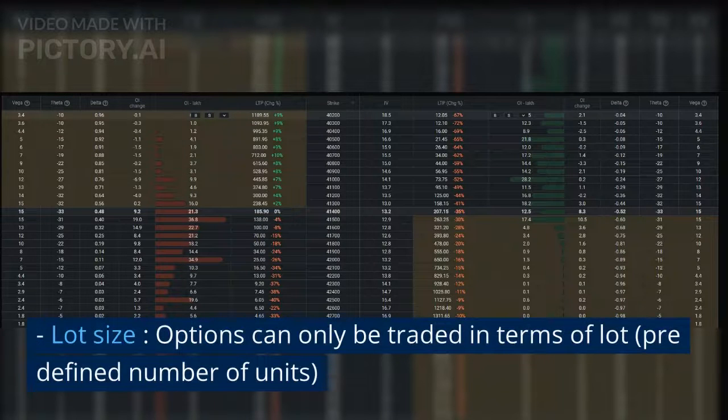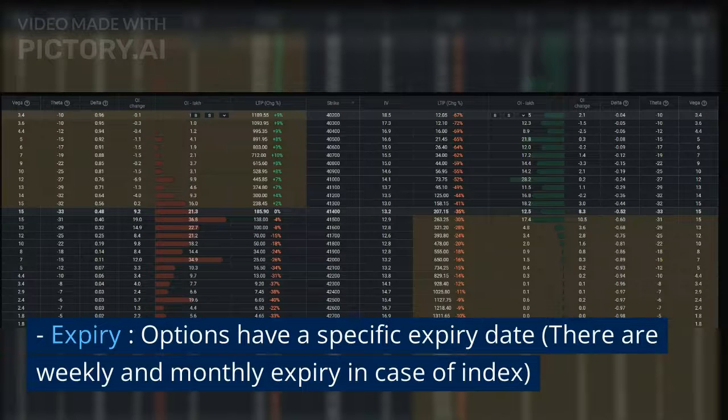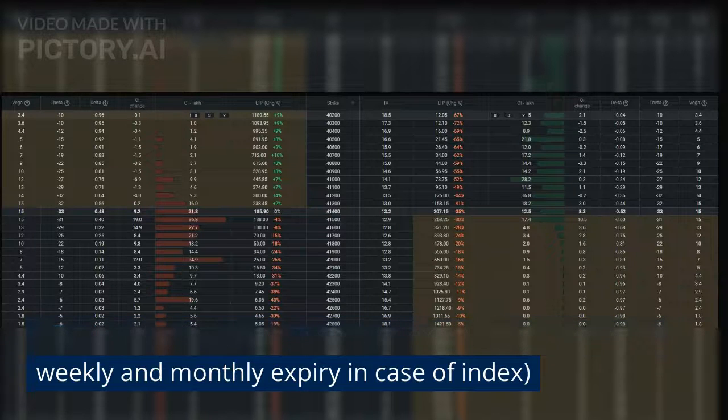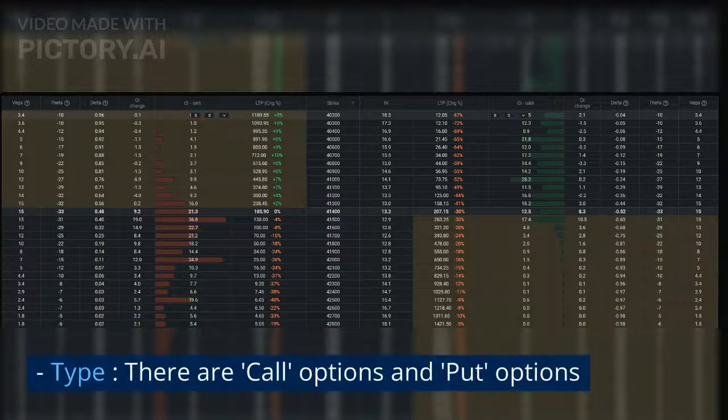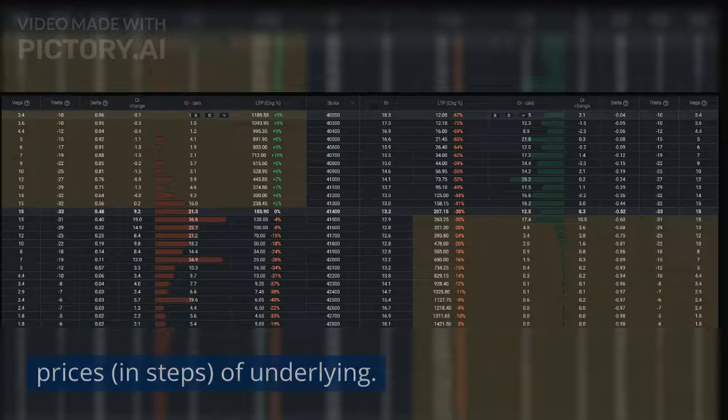The points which differentiate options from stock trade. Lot size: options can only be traded in terms of lots, a predefined number of units. Expiry: options have a specific expiry date. There are weekly and monthly expiries in the case of index. Type: there are call options and put options. Strike price: the option contracts exist for different prices, in steps of the underlying.